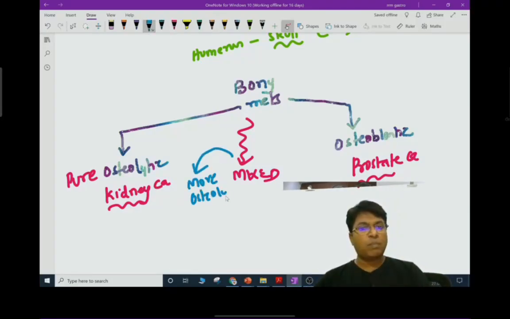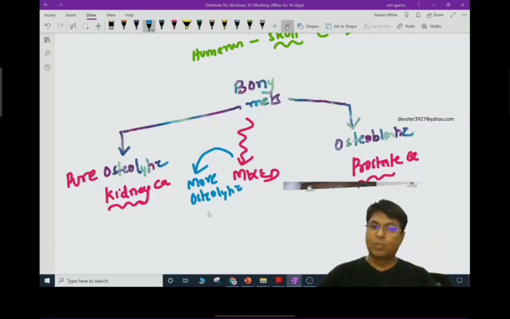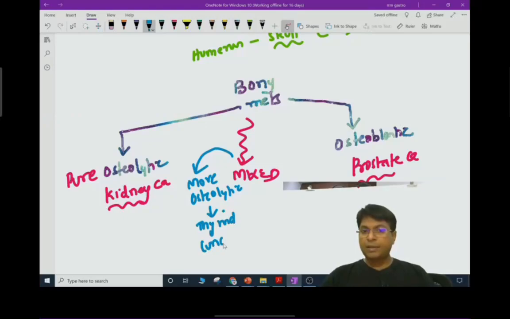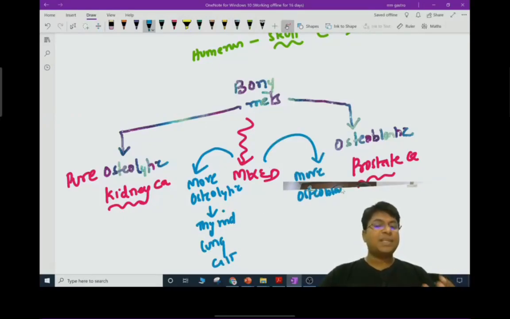Can you give me examples which are mostly osteolytic lesions? In mixed, they can get both osteolytic as well as osteoblastic, but they are more osteolytic. They are thyroid, lung, and GIT tumors. GIT tumors are more osteolytic, and which are more osteoblastic? I hope you know the answer from this. This question is a repeat NEET PG question as well as a James question.